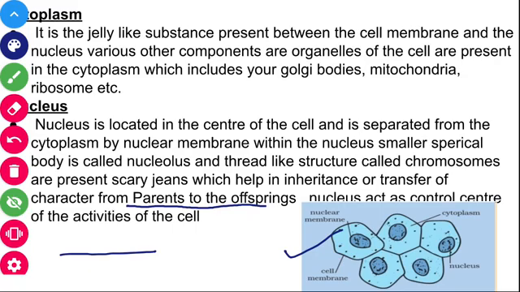And this is the structure of the nucleus. The cell contains the nucleus. The nucleus is surrounded by the nuclear membrane. Inside the nucleus there is a chromosome which contains your gene, and the gene carries the characters from the parents to the offspring.